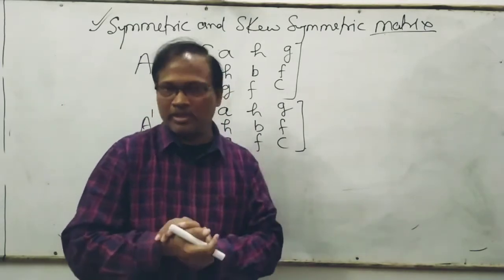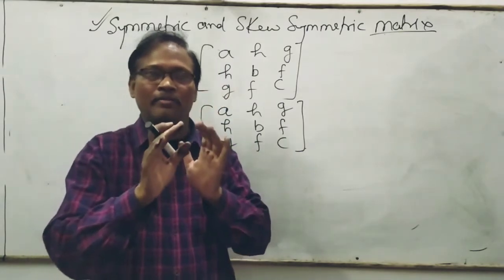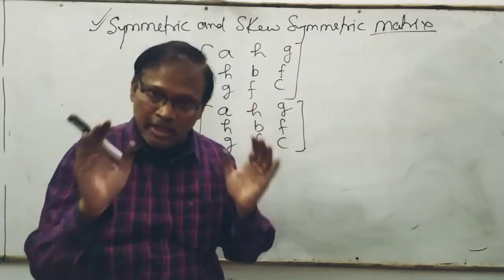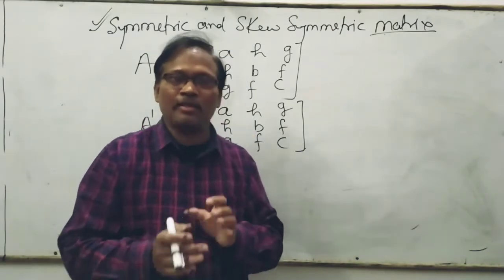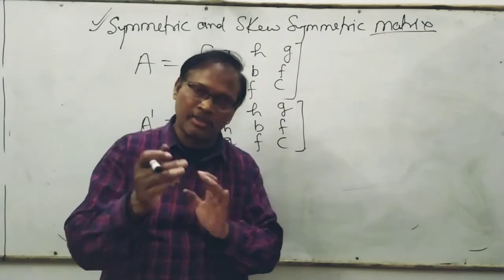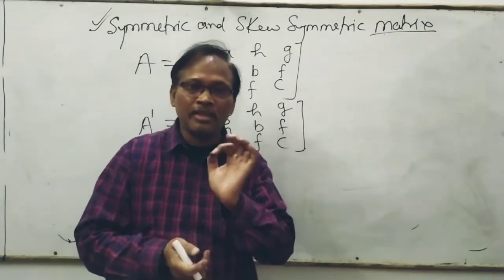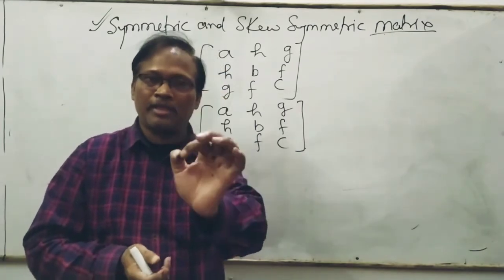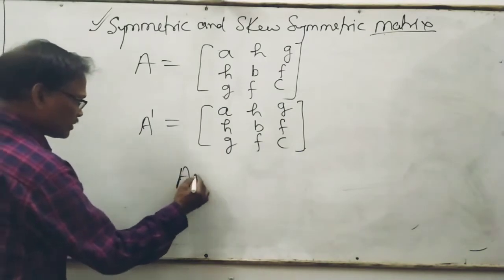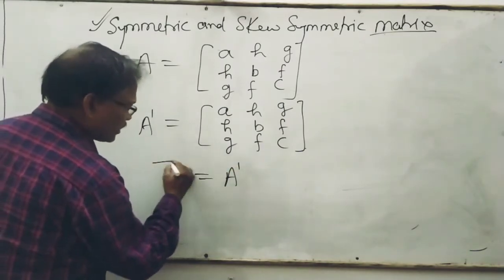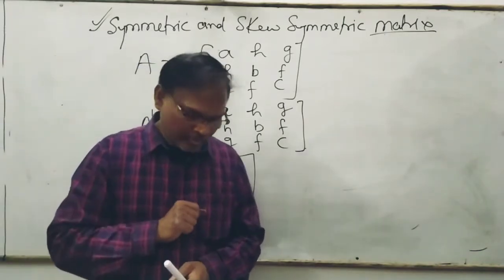इस मैट्रिक्स को सिमेट्रिक मैट्रिक्स कहा जाता है. When you get the same matrix after interchanging the rows and columns, या हम कह सकते हैं after taking the transpose of the matrix, there is no change in the matrix, then the matrix is known as a symmetric matrix. And the property of the symmetric matrix is A is equal to A dash. This is the property. Clear?